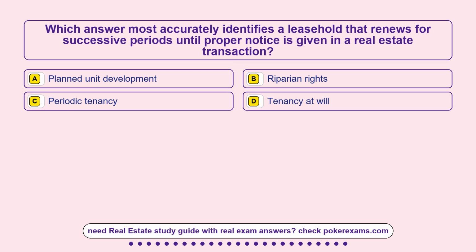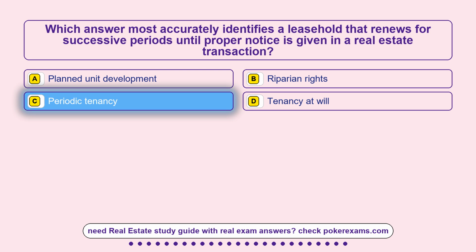Question 17. Which answer most accurately identifies a leasehold that renews for successive periods until proper notice is given in a real estate transaction? Option A, planned unit development. Option B, riparian rights. Option C, periodic tenancy. Option D, tenancy at will. The correct answer is option C, periodic tenancy.